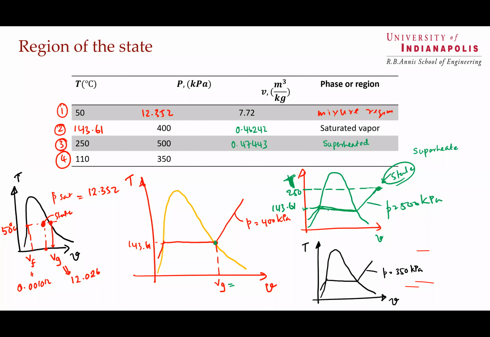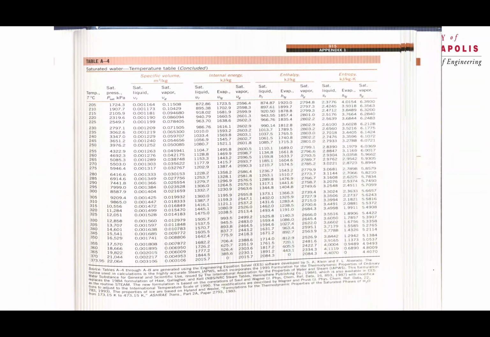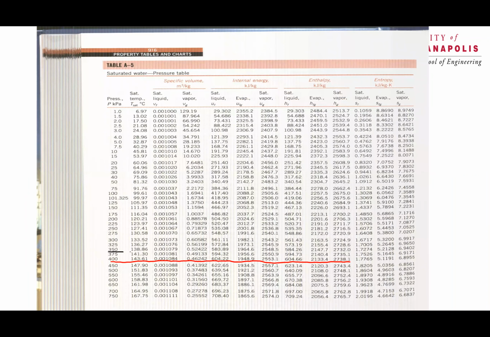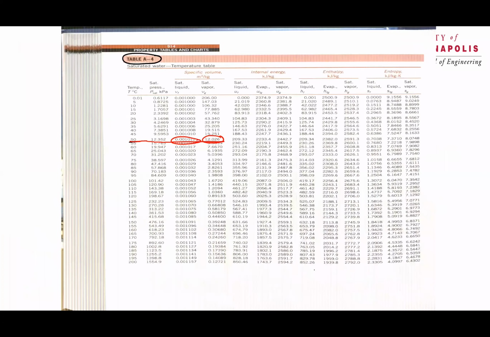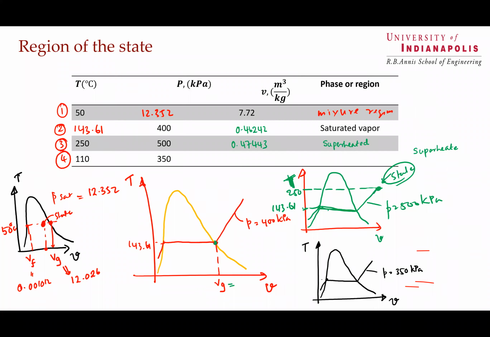And look at the saturated temperature at that pressure. So go to the pressure table, 350 is here. The saturated temperature is 138.86 Celsius. And the given temperature is 110. It's below that line. So our state is right here. It's a compressed liquid.